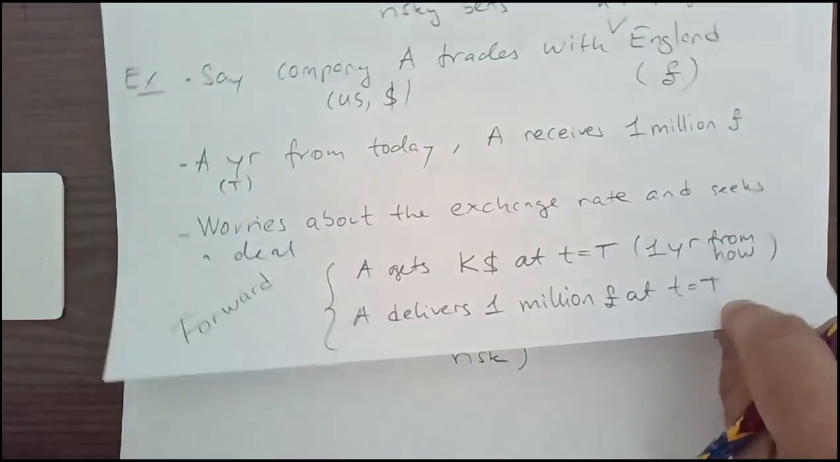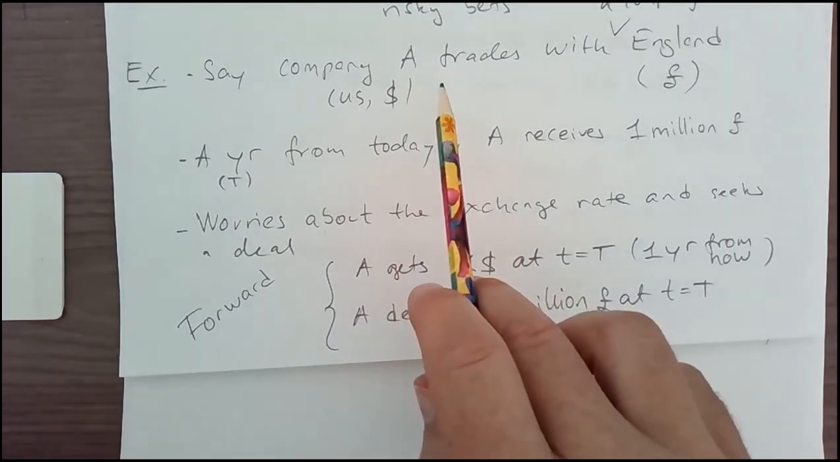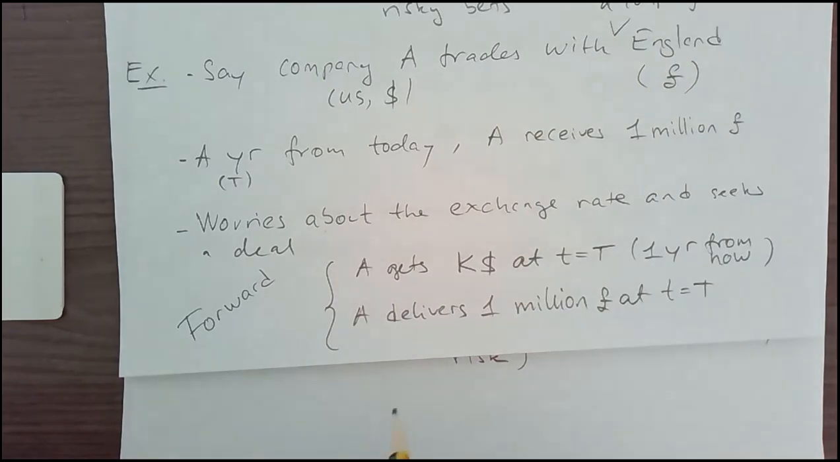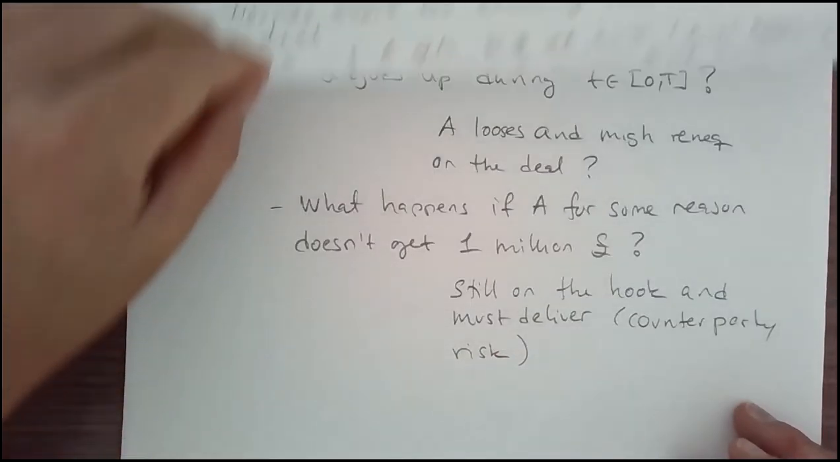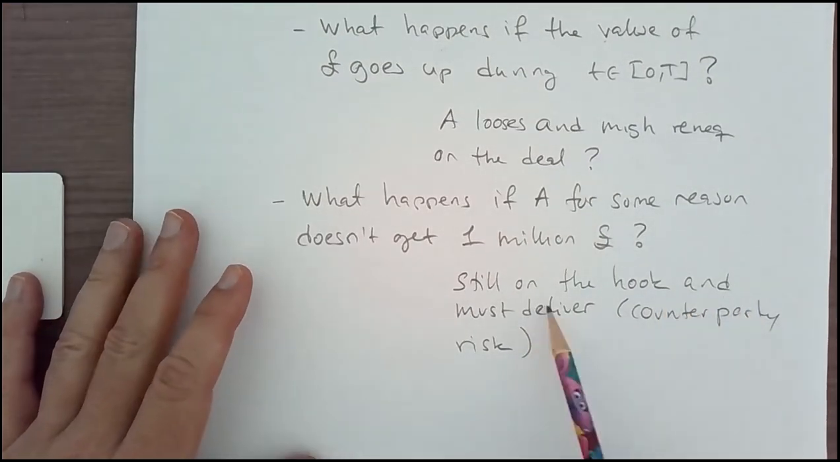However, the new company that he entered the forward with, typically a hedge fund or an investment bank of sorts, they want that 1 million pounds irrespectively, regardless of whether or not that company actually gets the money from England. But if he doesn't get the pounds, he doesn't have them. And then he has to find them somewhere else.